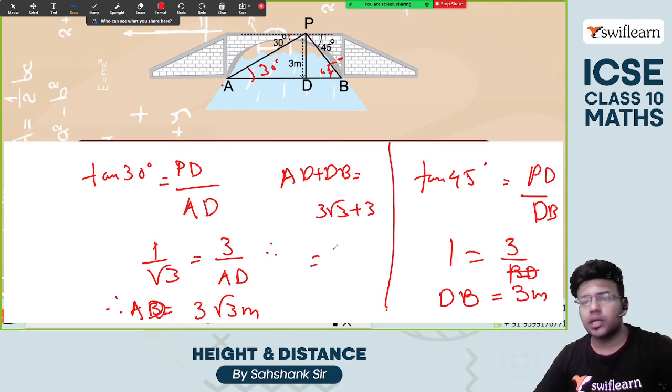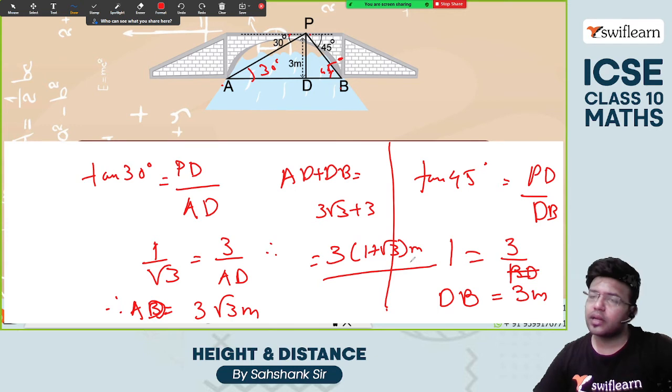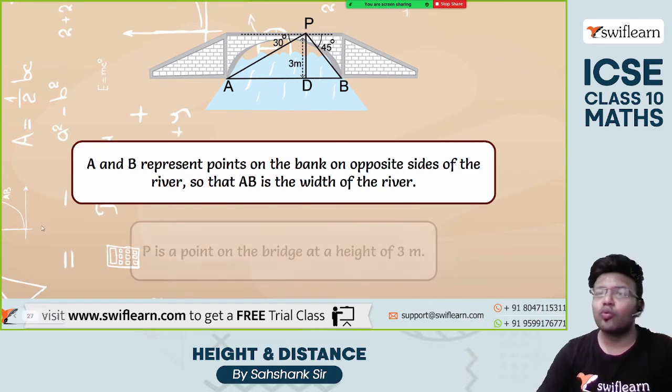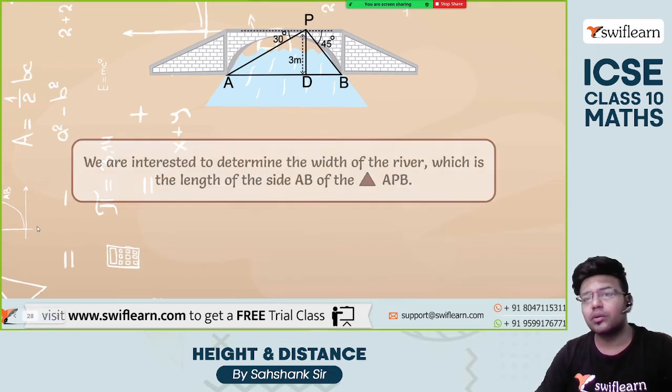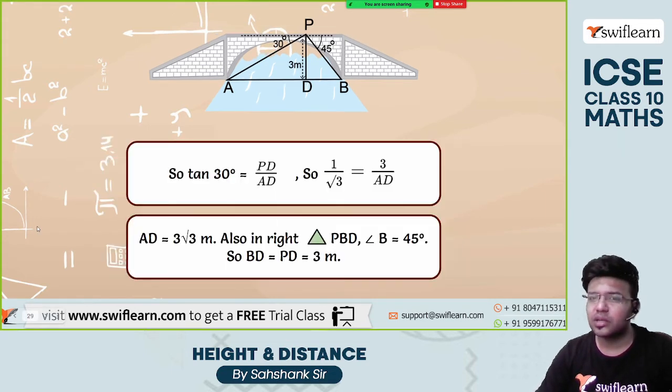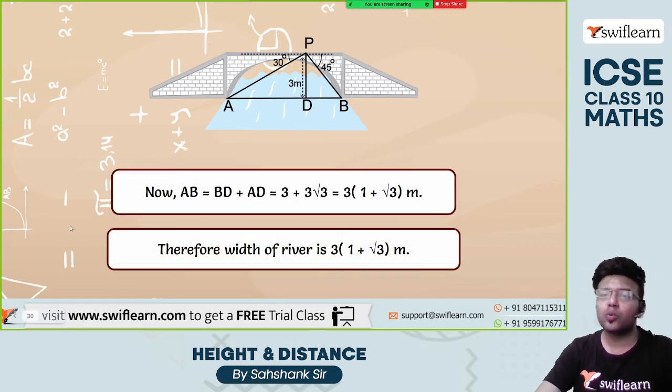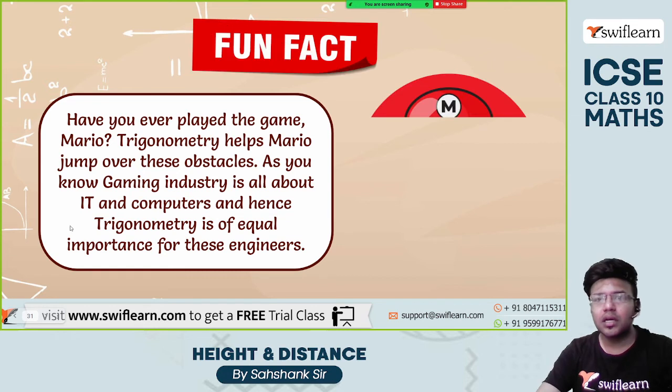So this is nothing but 1 plus square root 3 meters. Like this you can also write, or you can simplify root 3 as 1.73, add it with 1, and you get 2.73. So 2 into 3.73. You can do it like this also. Get the answer. So 3 in bracket 1 plus square root 3 meters is the answer.